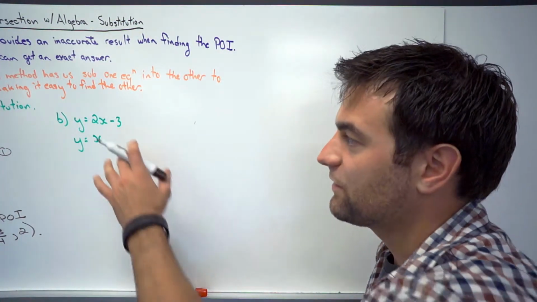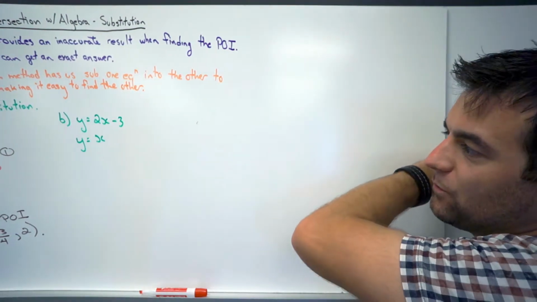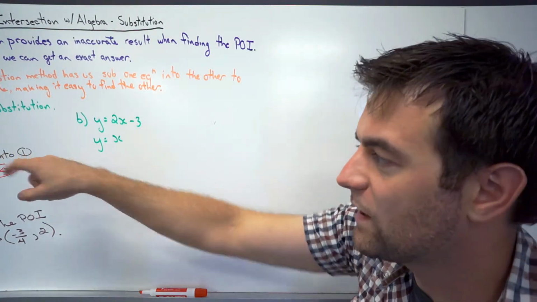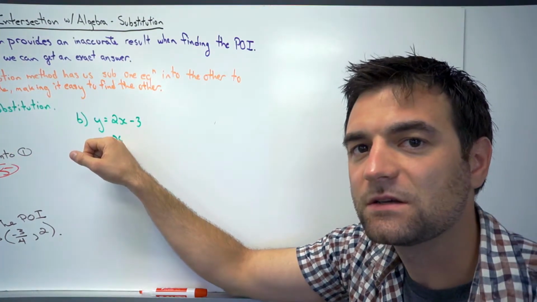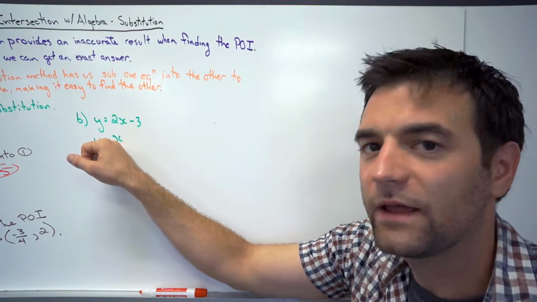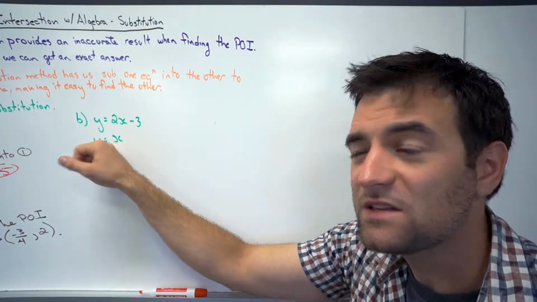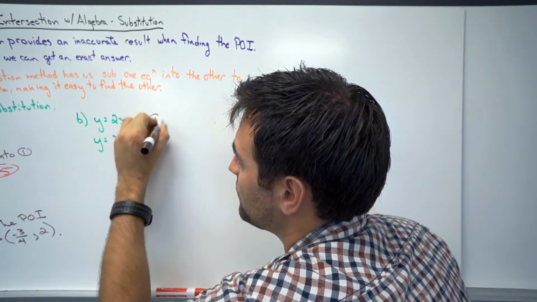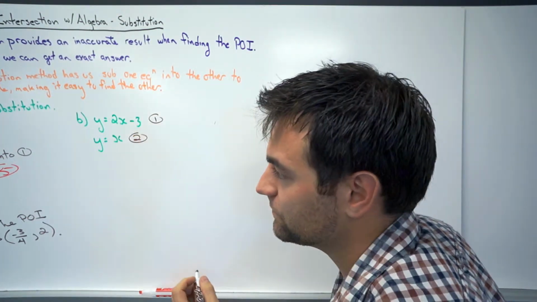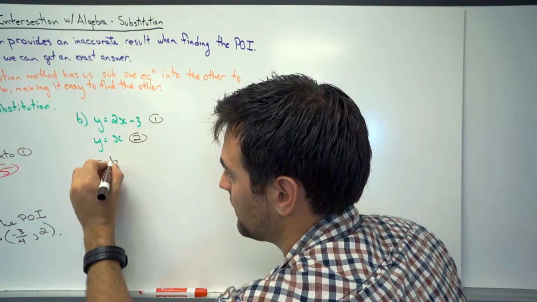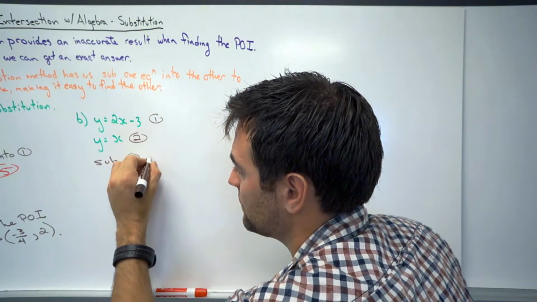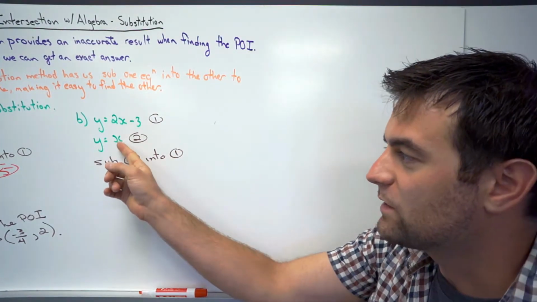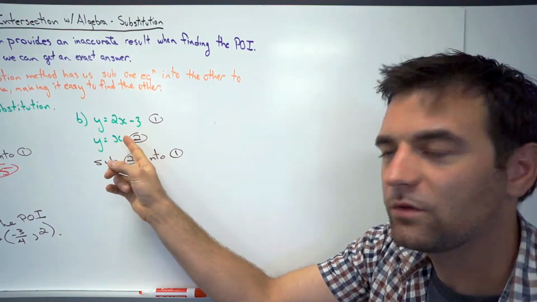So this is a little bit different now. We're doing substitution, but here we have y equals 2x minus 3, and instead of y equals a number, we have y equals x. So now we have a letter that we're going to have to substitute in. It's done exactly the same way as the numbers, though. We're going to call this equation 1 and this equation 2. And I'm going to sub equation 2 into equation 1 again.